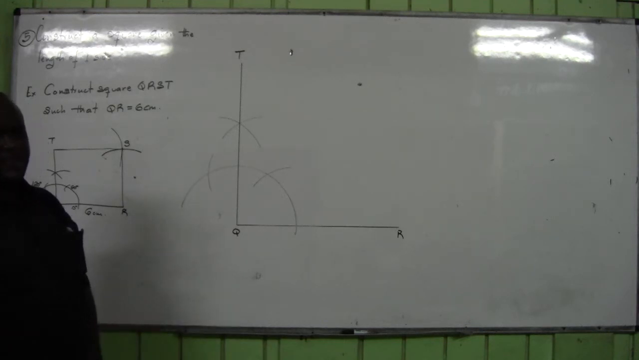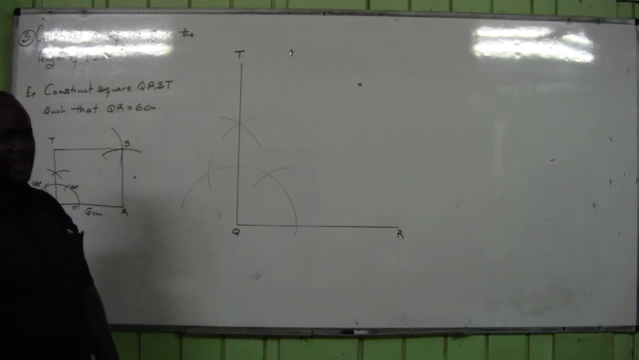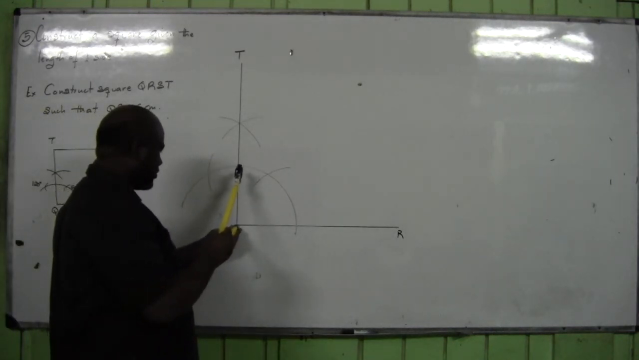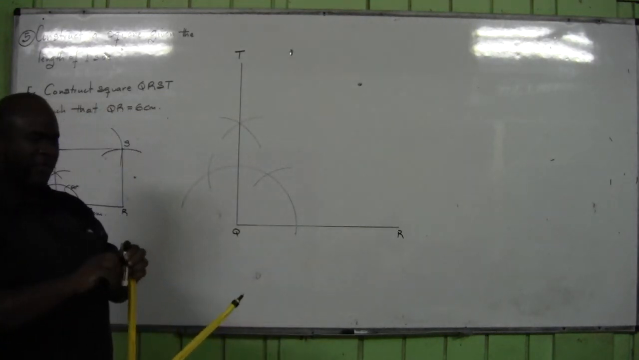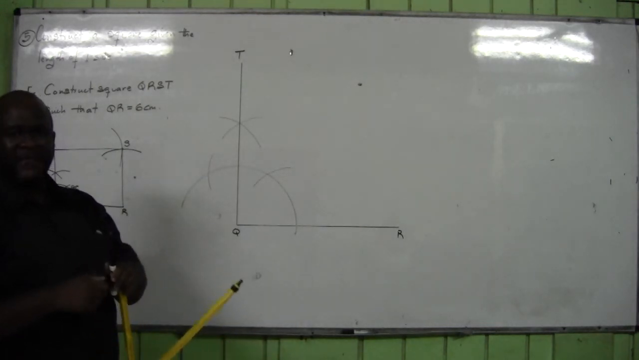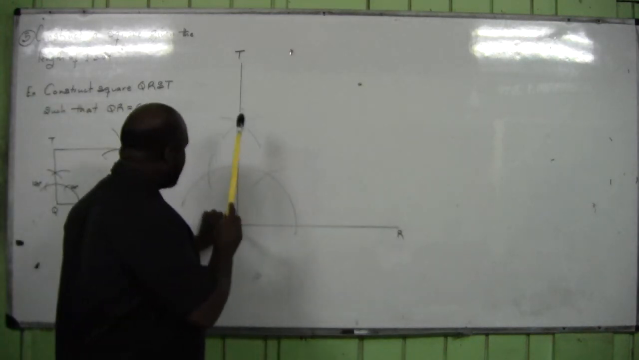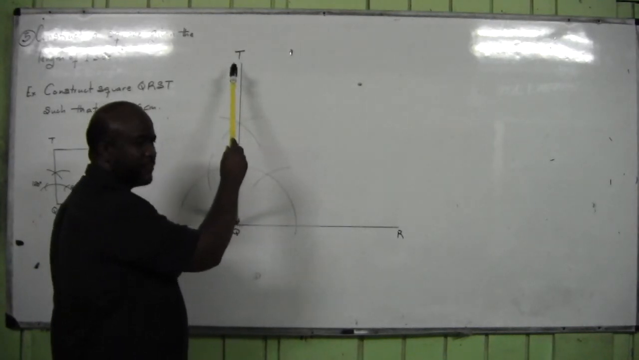Alright. Now let's finish the construction. The length of all the sides in a square measure how much? It's 6 centimeters. Here's what you're going to do. Open this compass now to 6 centimeters. You're going to open the compass to a radius of 6 centimeters. Why 6? Because the length of all the sides are 6 centimeters. I put it at Q and I open it to 6 centimeters. So you use this when you draw the line to the right hand at 6 centimeters.